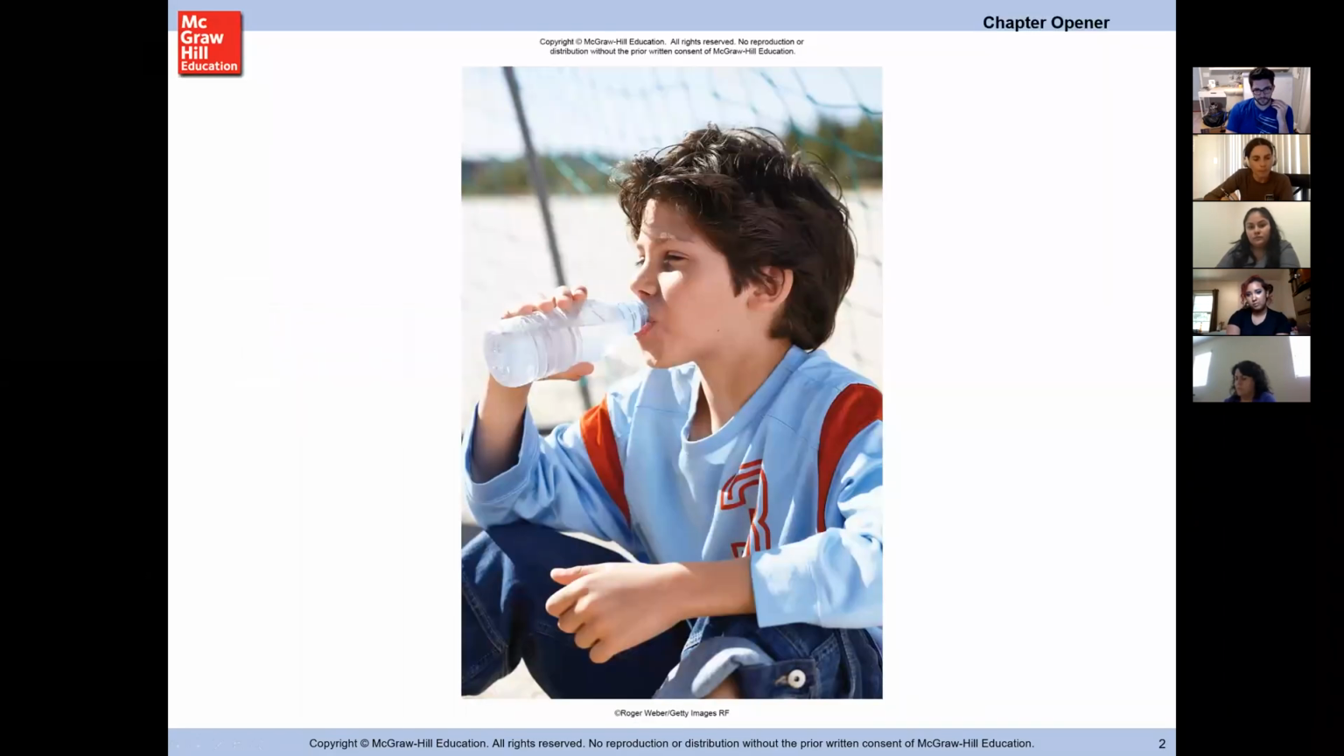Okay. So funnily enough, in your book, this image is showcasing a child who has a condition known as diabetes insipidus.